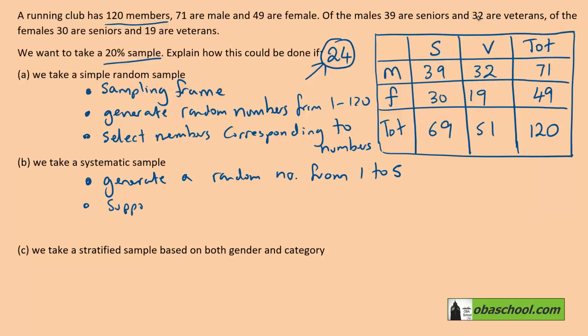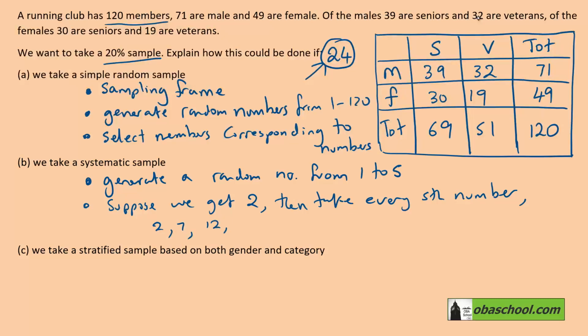Suppose we get 2, then take every 5th number. So that would be 2, 7, 12, 17, and so on.